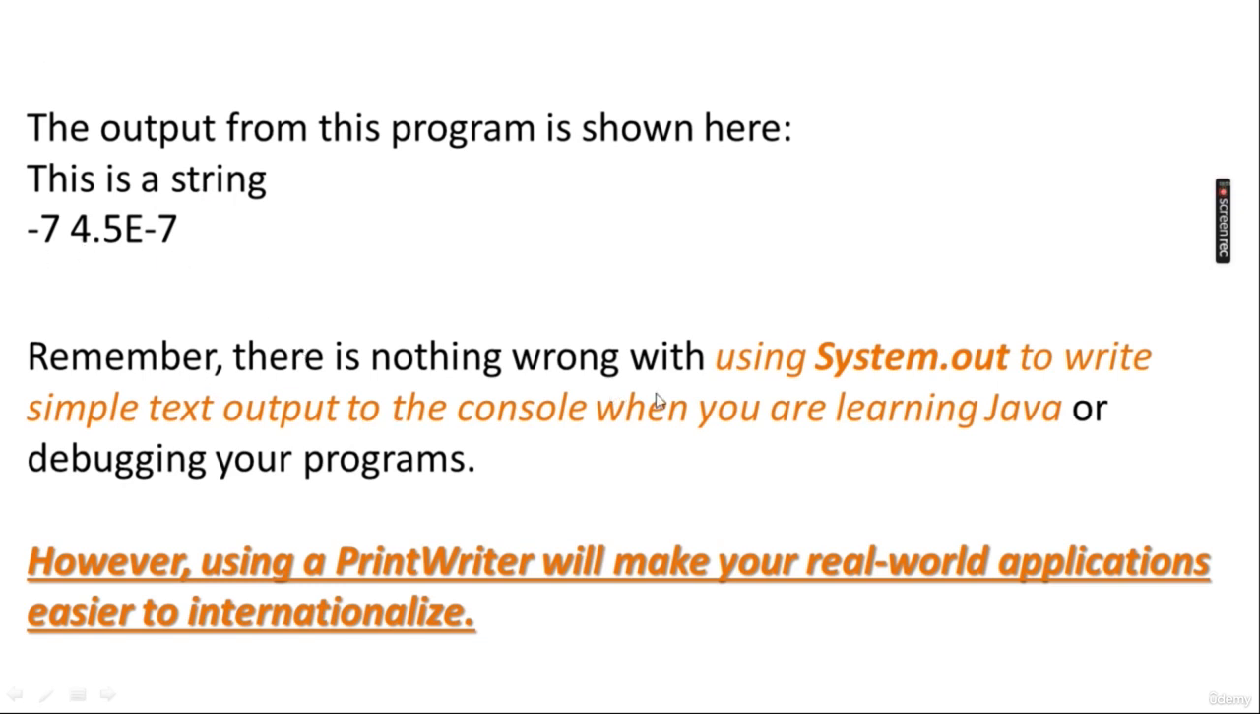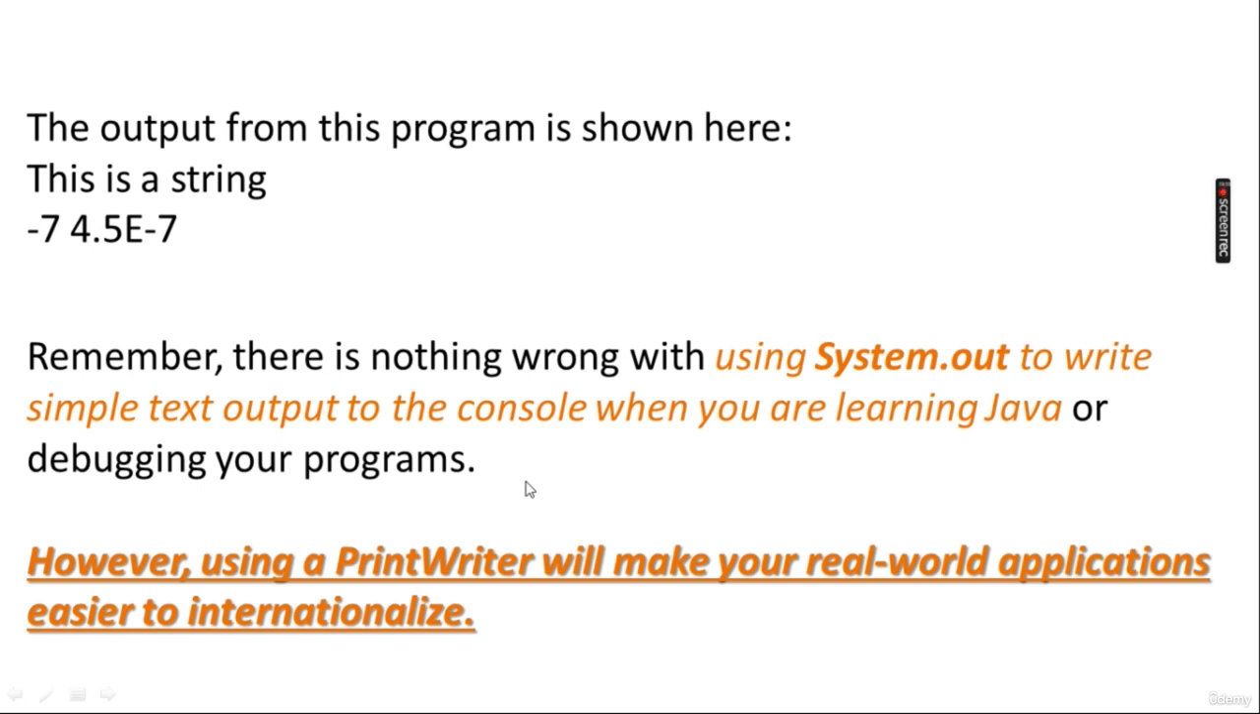There is nothing wrong with using System.out to write simple text output to the console when you are learning Java or debugging your programs. That is for simple programs, or when you are learning Java. You are a beginner with Java, you are learning and you are trying to debug your programs. In those cases, you can use System.out.println. But using a PrintWriter will make your real-world application easier to internationalize. So if you start writing with the PrintWriter classes or methods, it will be easier for you to internationalize your program.